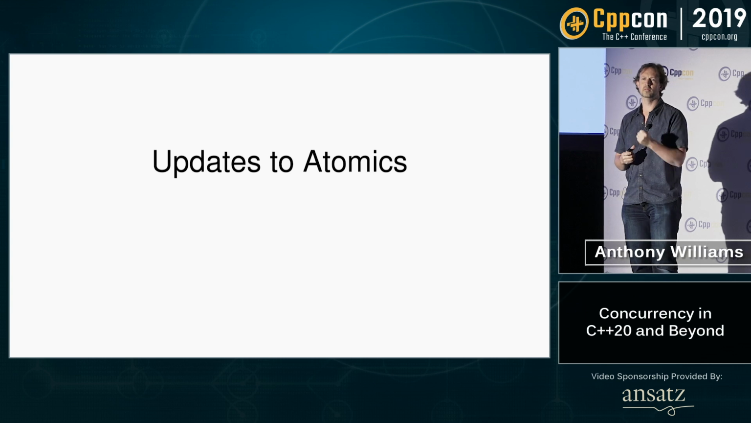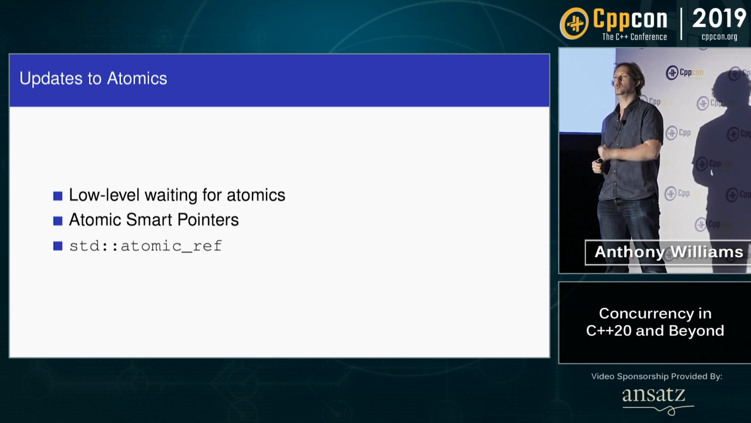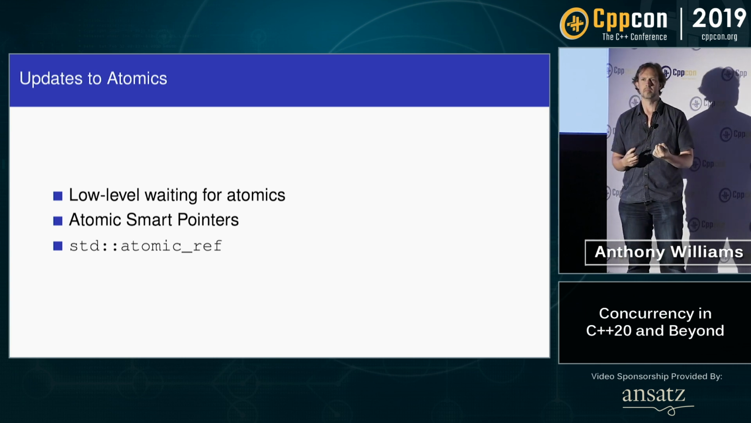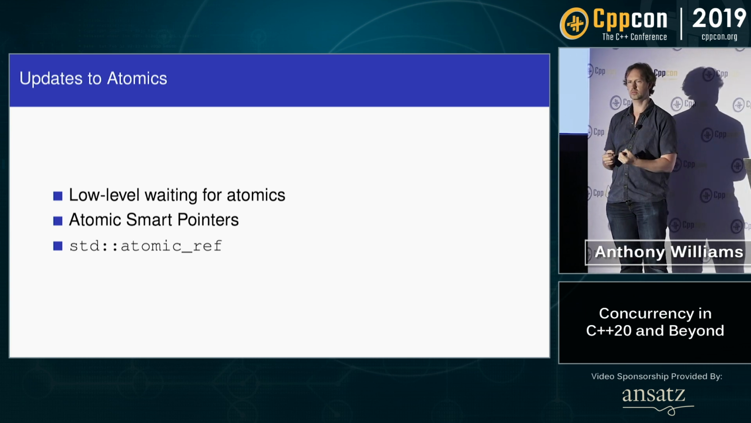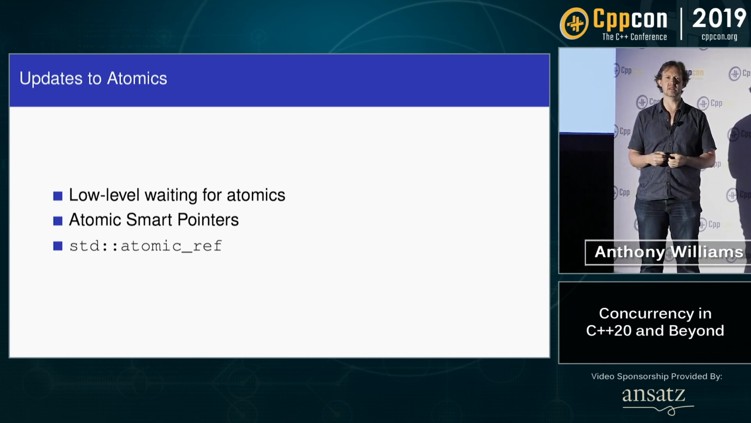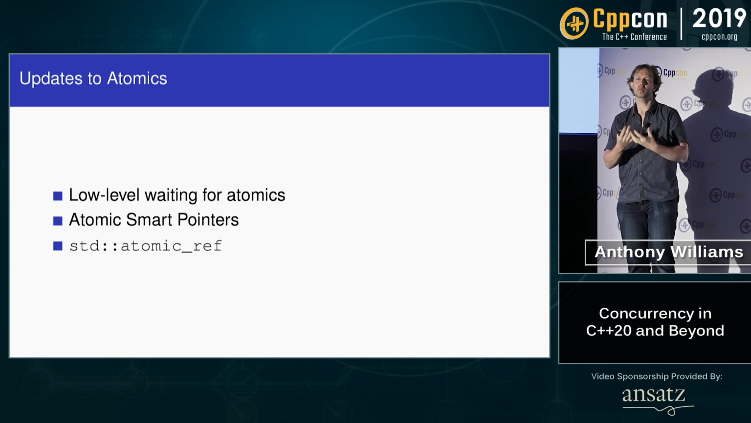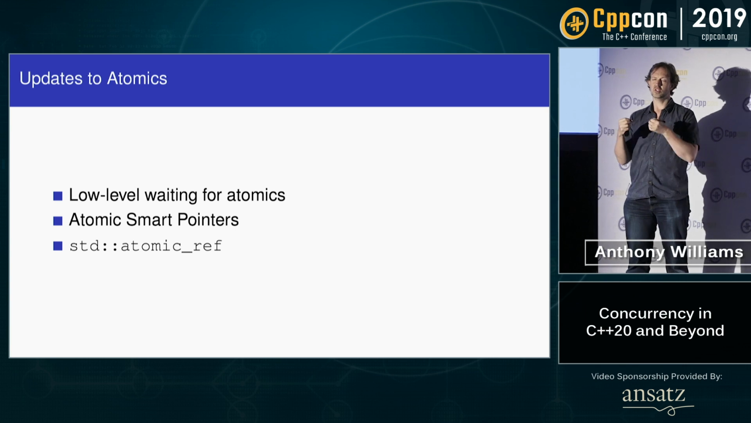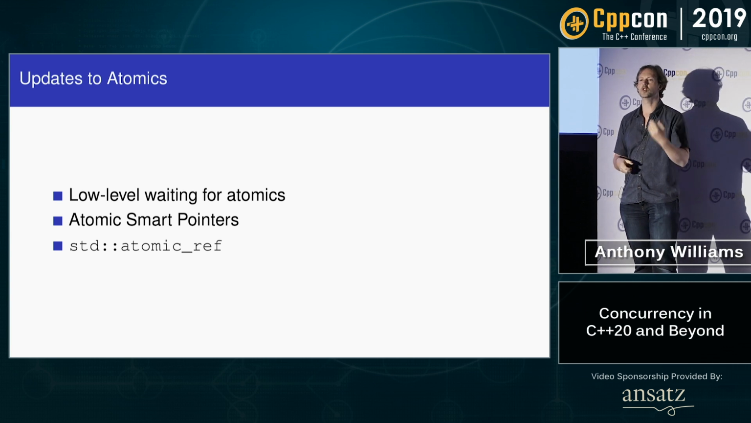Okay, so for the low-level people who really like to use atomics, we've got some updates. Low-level waiting, in my mind, is one of the most important parts of this update to atomics. And if you're writing lock-free code, then this is really helpful. But given that most people shouldn't be writing lock-free code, for most people, you can set it aside. We also have atomic smart pointers, so now you can use shared_ptr and weak_ptr with the standard atomic template. And we have this new template, atomic_ref.